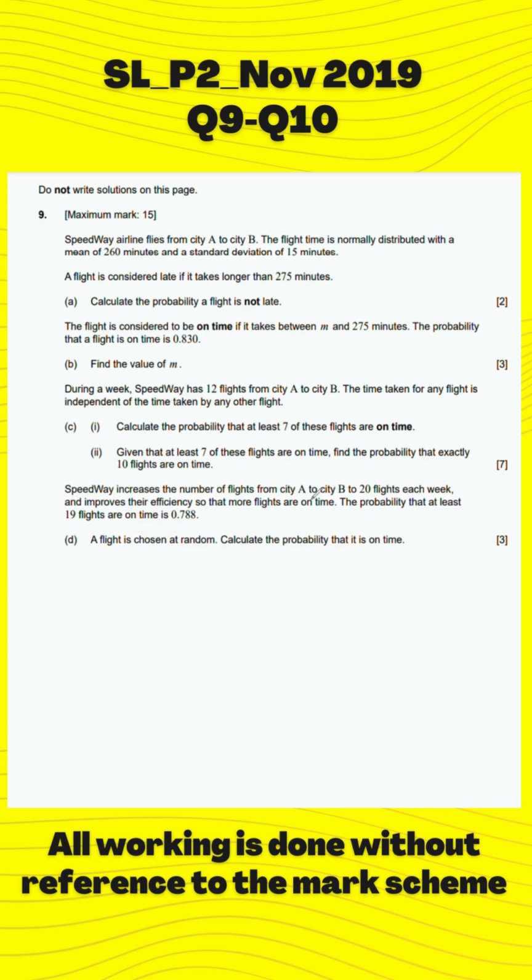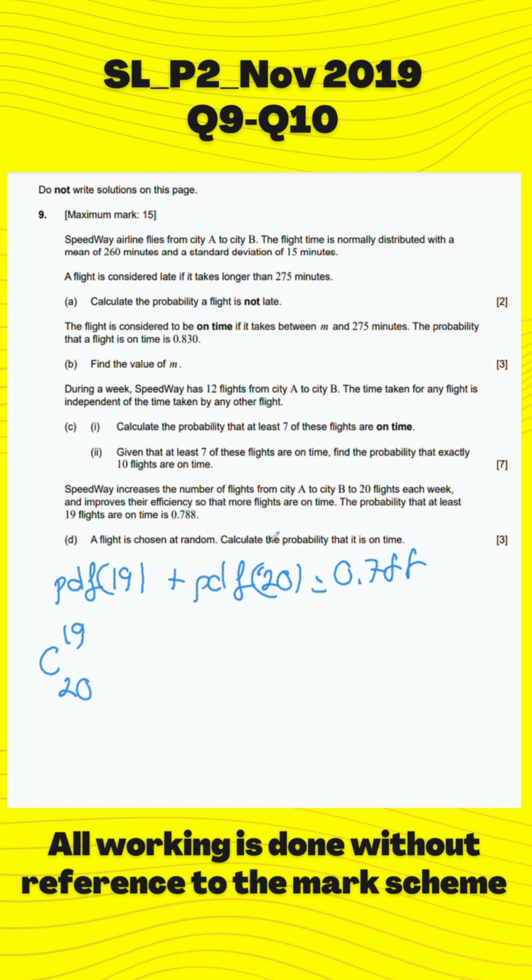Okay, now 20 flights, and the probability that at least 19 flights will be on time is 0.788. So it will be the PDF of 19, because at least 19, plus the PDF of 20, will equal 0.788. So that will be C(20,19). I call the probability of on time x, so it will be x to the power 19 multiplied by (1 minus x) to the power 1, plus C(20,20) x to the power 20 multiplied by (1 minus x) to the power 0, which equals 0.788.